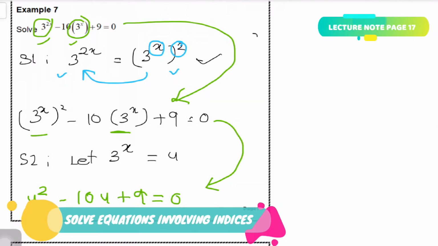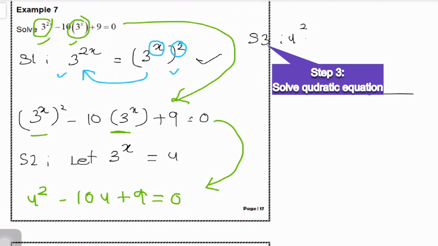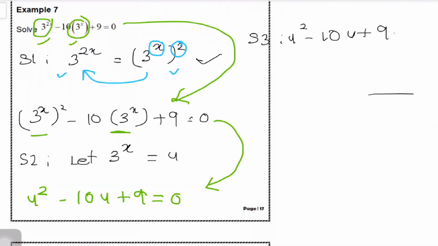Alright, moving on to step 3. Okay, I'm going to rewrite again my equation. u squared minus 10u plus 9 equal to 0. Okay, notice here, you are dealing with a quadratic equation. And as you already know, by using your prior year knowledge, you can solve your quadratic equation by using factorization. So you can factorize by using your calculator and you should get (u minus 9)(u minus 1) equal to 0.